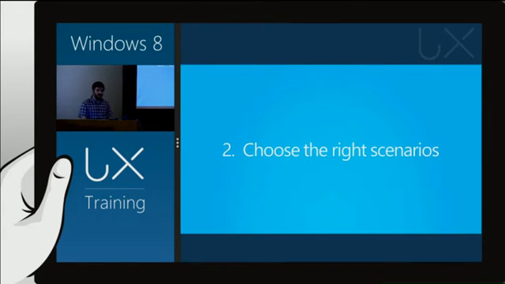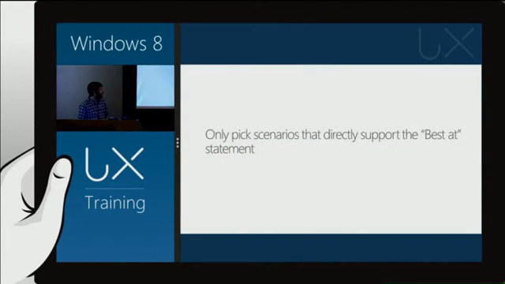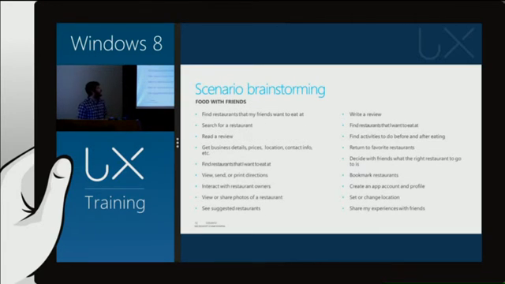So the next thing is to choose the right scenarios, what you actually want to focus on. The key here, and this is just the start of how everything after this relates back to the best at statement: only pick scenarios that support the best at statement. So it always starts with brainstorming. It always starts with, okay, here are all the things that this app could potentially do. And there's no limit to the amount of things that any given app can potentially do.